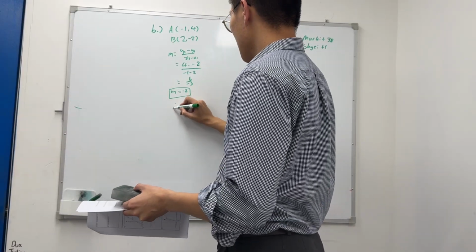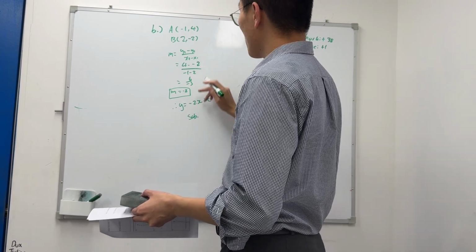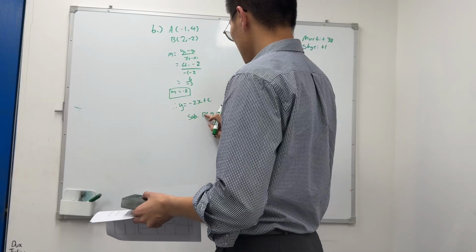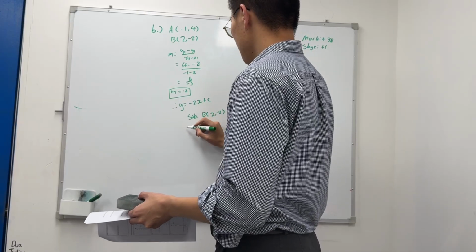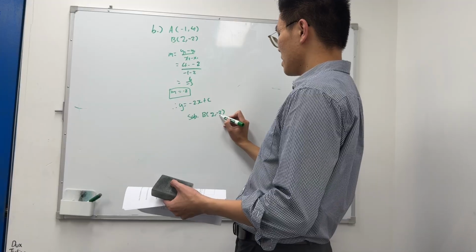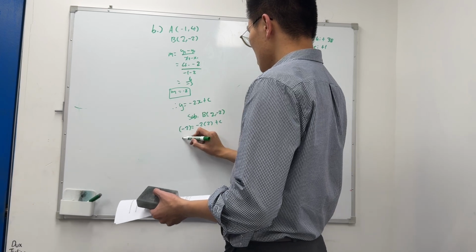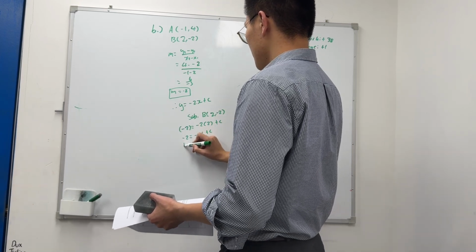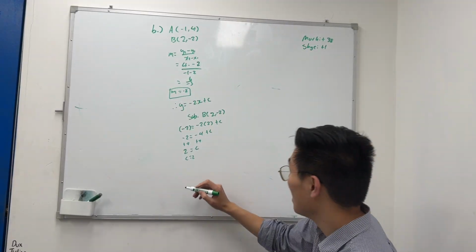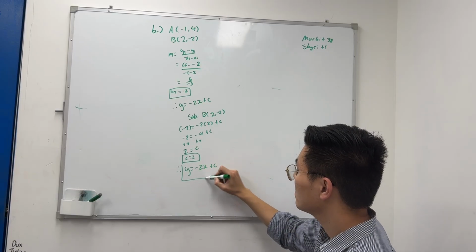So our current formula is y equals minus 2x plus c. We need to find c. To do that, we substitute one of our points in. Let's do b. This is x and this is y. So minus 2 is equal to minus 2 times 2 plus c. So minus 2 is equal to minus 4 plus c, plus 4 to both sides. So 2 is equal to c. C equals 2. So our formula ends up being y equals negative 2x plus 2. And that's it.